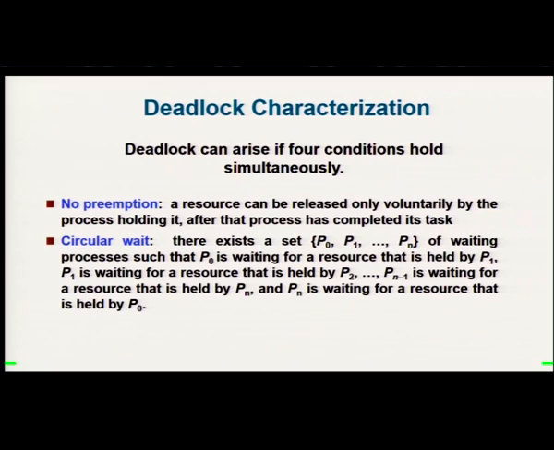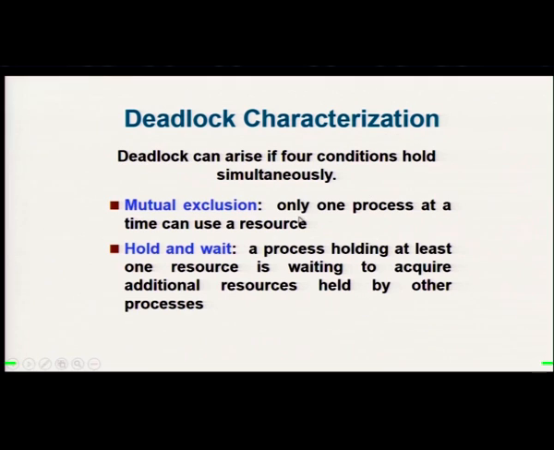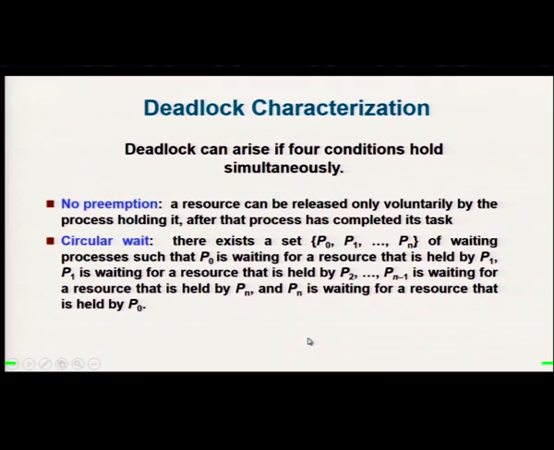Circular wait. The processes are all holding some resources, waiting for some other process to release some resources. There is obviously a chain of waiting among these processes. P0 waits for P1, P1 waits for P2, and if this sequence of waiting forms a circle, or a cycle, there is a possibility of deadlock. So deadlock can arise if four conditions hold simultaneously. I repeat: mutual exclusion, hold and wait, no preemption and circular wait.